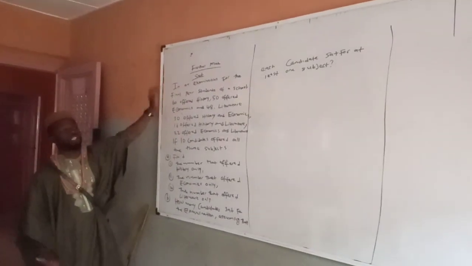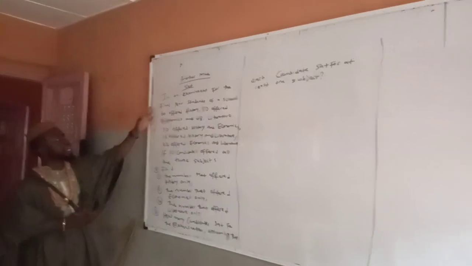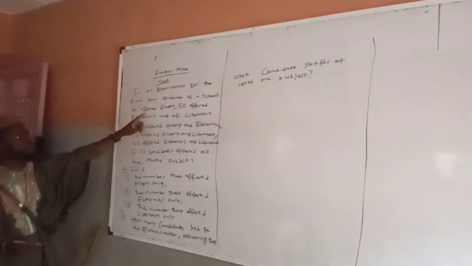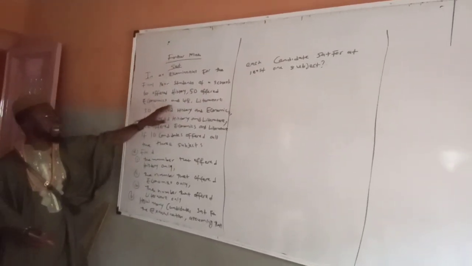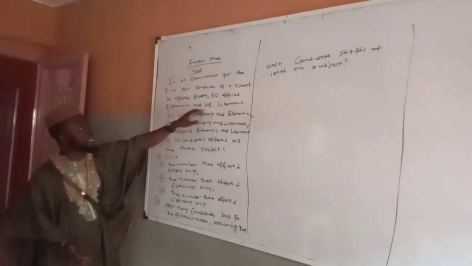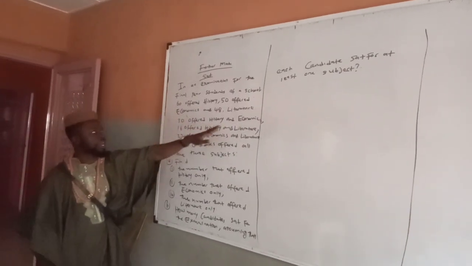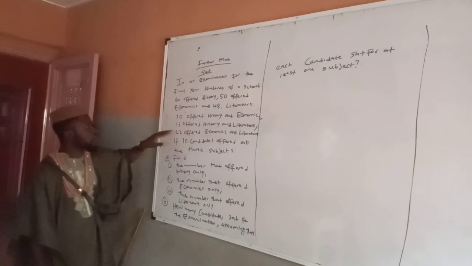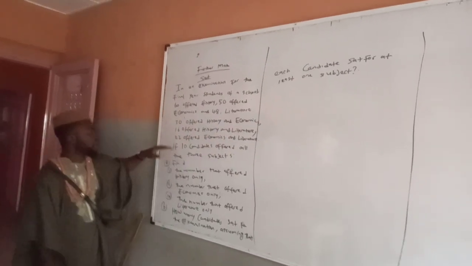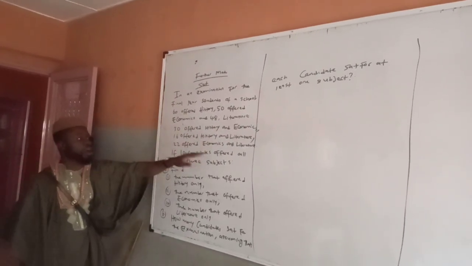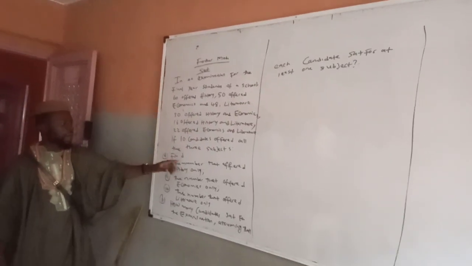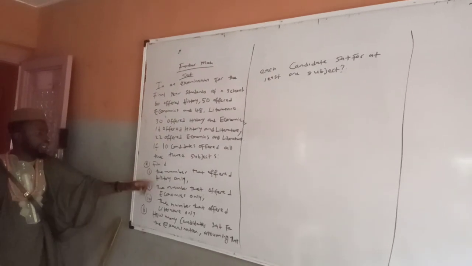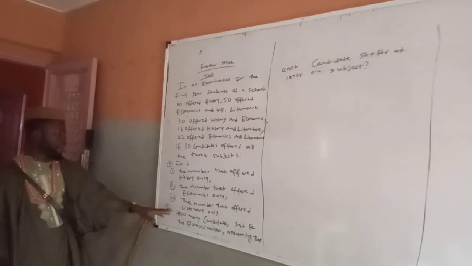Alright, today we will be having a topic under further mathematics, which is sets, and the question says: in an examination for the final year students of a school, 60 offered history, 50 offered economics, and 48 offered literature. 30 offered history and economics, 16 offered history and literature, 22 offered economics and literature. Here is the question: if 10 candidates offered all the three subjects, find the number that offered history only, the number that offered economics only, and the number that offered literature only.